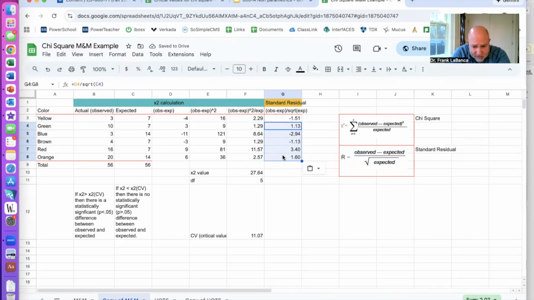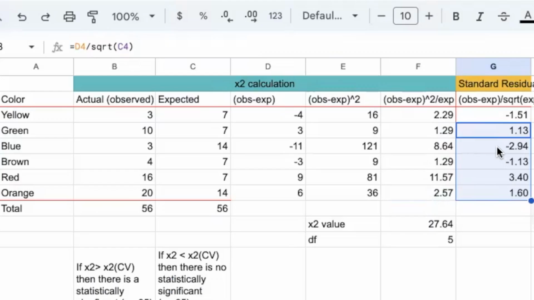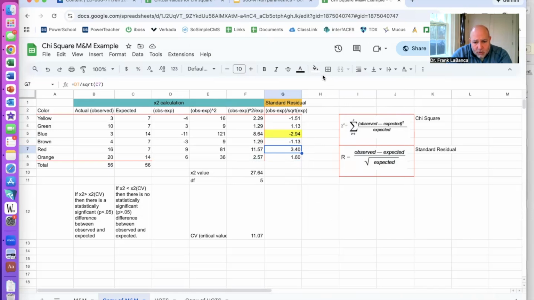Standard residual calculations. You might remember that when the absolute value of the standard residual is greater than 2, that is a major contributor to the chi-square. So in this case, blue is greater than 2. The absolute value of 2.9 is greater than 2. So that's a contributor. And then we have red. Red is a contributor too. So the ones that are statistically significantly different or off from what we expected to see are the blue and the red.